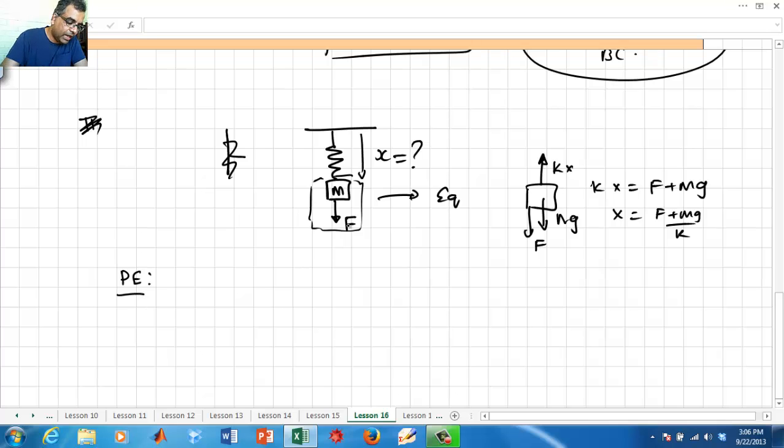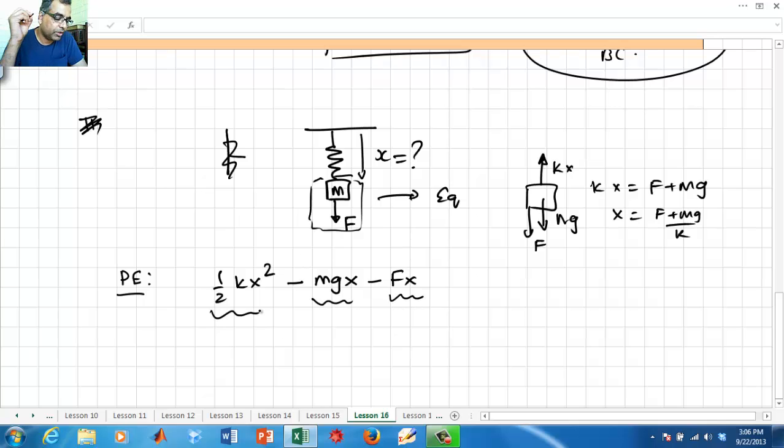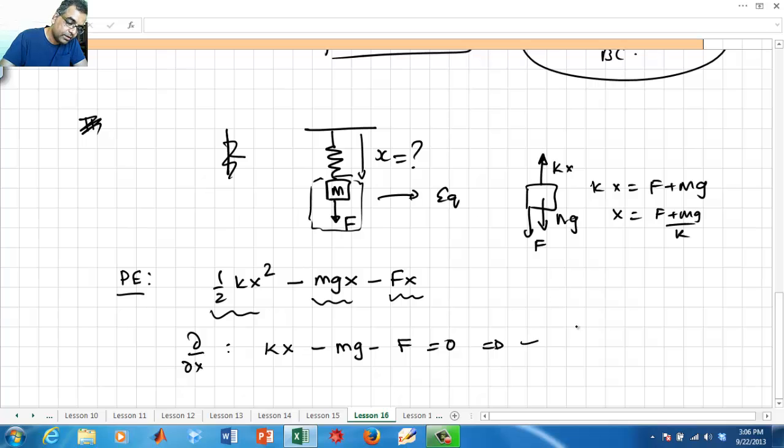So if it moves down by x, its potential energy will be half k x squared minus mgx minus Fx. So this is the potential energy of the body force, the potential energy of the contact force, and this is the potential energy of the spring. So then I do d/dx, and lo and behold, I'll get kx minus mg minus F equal to 0, which implies this.